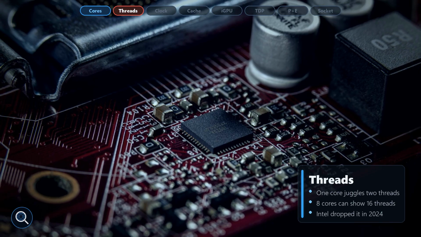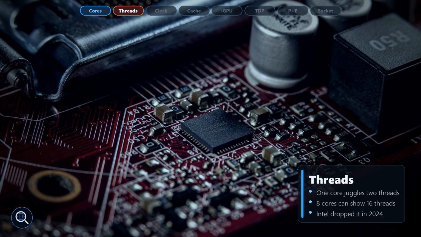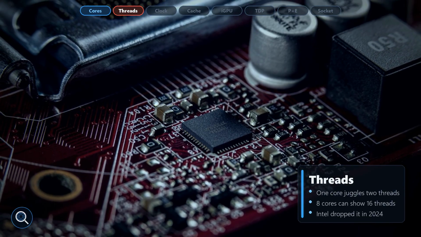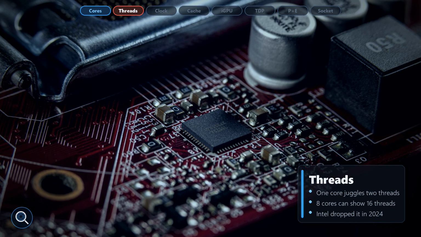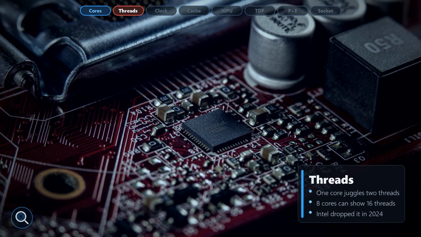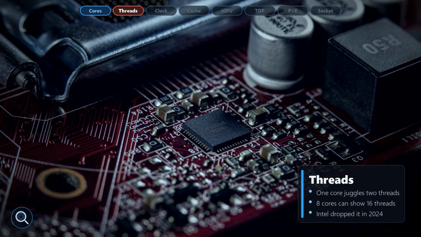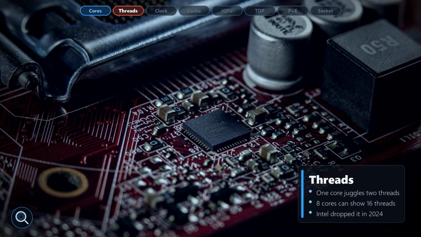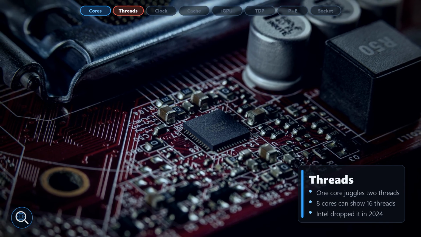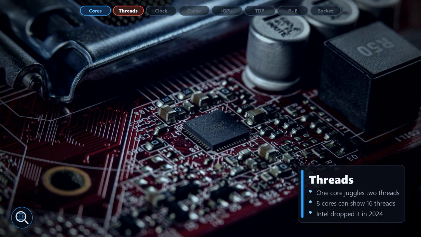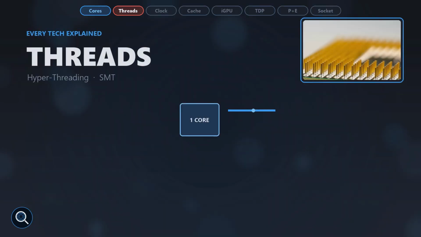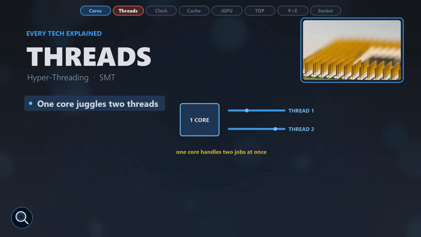A thread is a single line of work a core can handle, and a clever trick lets one physical core juggle two at once. Intel introduced this as hyperthreading back in 2002, and AMD calls its version SMT. It's why a spec sheet often shows two numbers like 8 cores, 16 threads, 8 real cores, each pretending to be 2. The strength is efficiency. While one thread waits on data, the core quietly works the other, squeezing out extra performance for free.